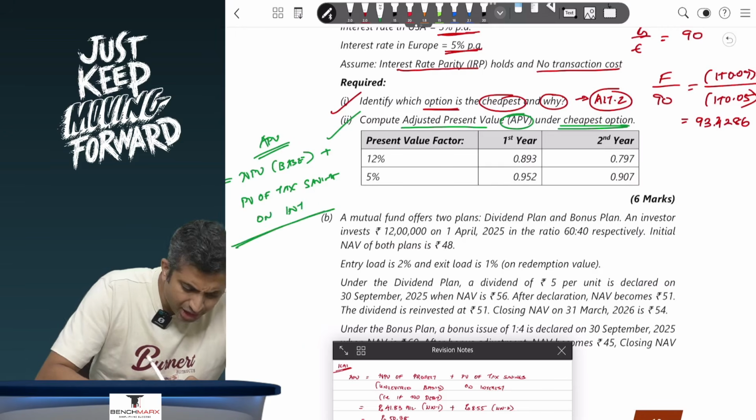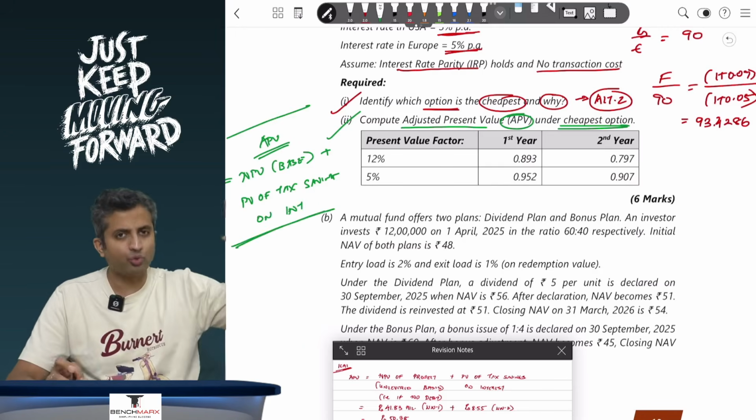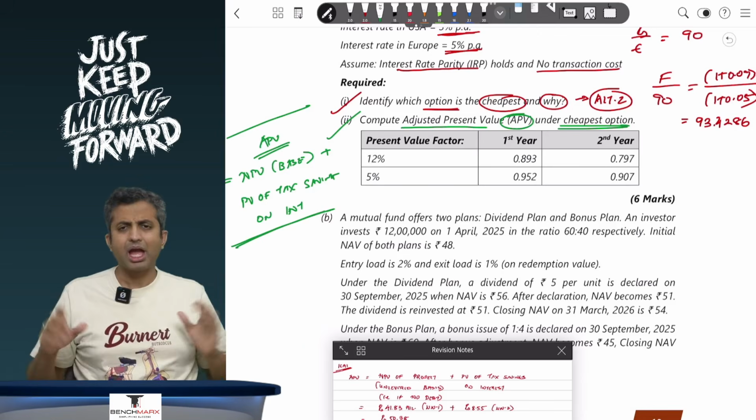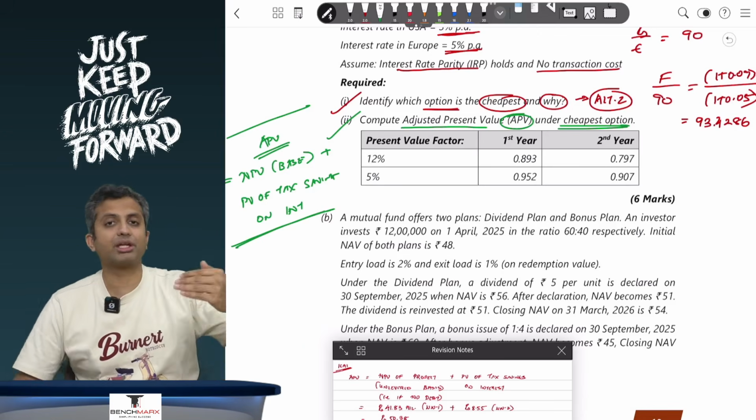Now, another way to find the adjusted present value was you can take the base NPV, and then you can take the project cash flows in debt.